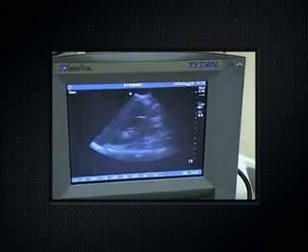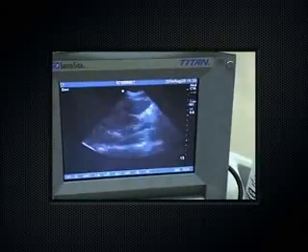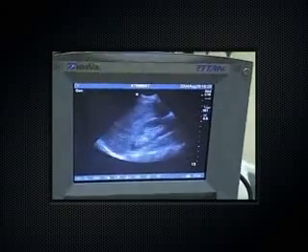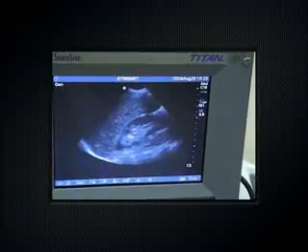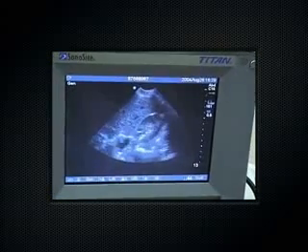You always want to fan through an organ in both its long and short axis. I didn't mention that with the gallbladder, but you want to do that with the gallbladder too. You want to fan through the gallbladder in its long and short axis. But that's the kidney's long axis. Rotate the probe 90 degrees, there's a short axis.